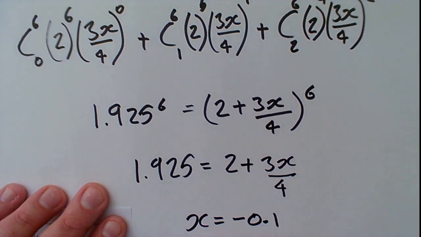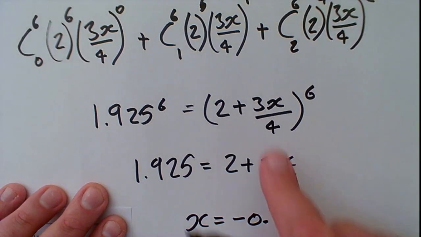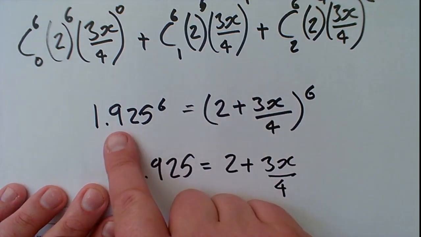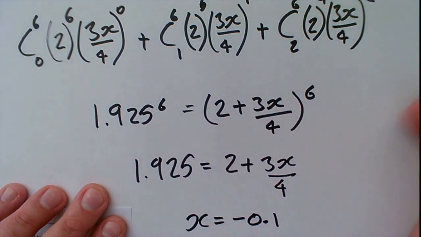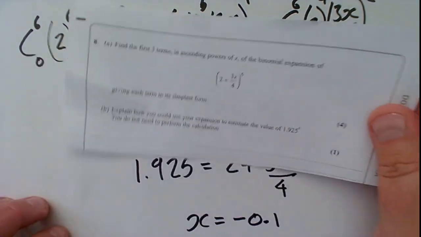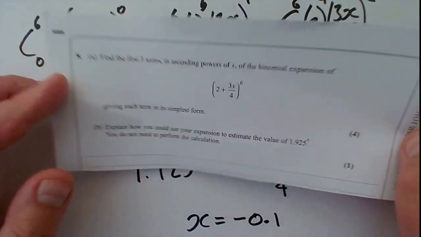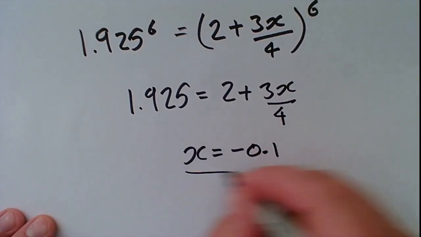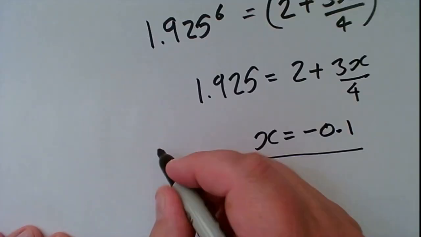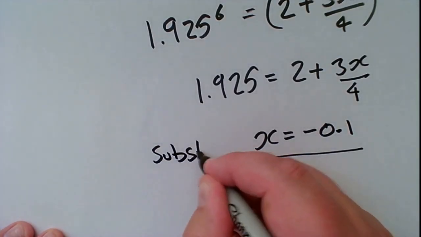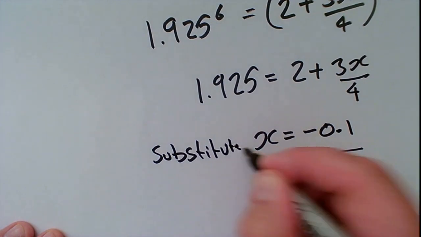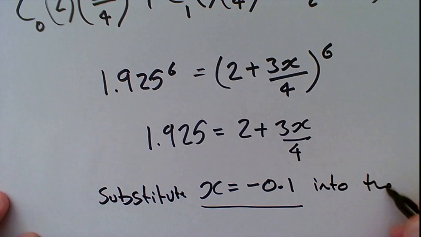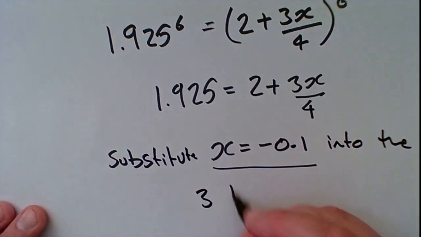And here's the thing. If x is equal to minus 0.1, then in this expression here, the entire thing becomes 1.925. So, like we've had before with explain type questions, it may be an opportunity to get a number out, and we do want a number there as well as some words. So you substitute x equals minus 0.1 into the 3 terms of your expansion.